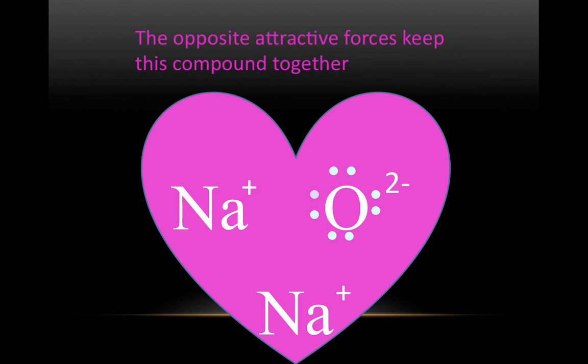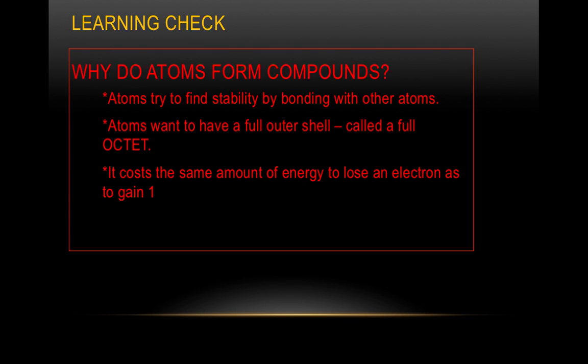So last but not least, a little learning check. Why do atoms form compounds? Atoms try to find stability by bonding with other atoms. Atoms want to have a full outer shell called a full octet, and it costs the same amount of energy to lose an electron as to gain one.